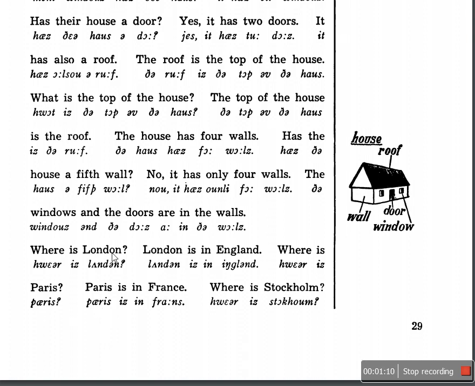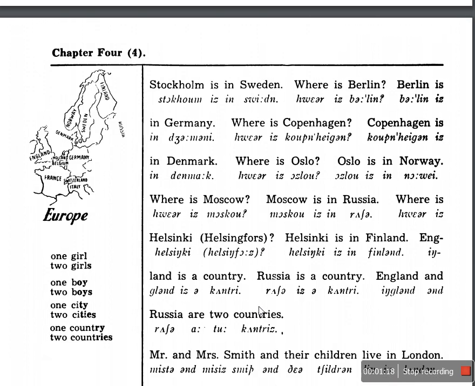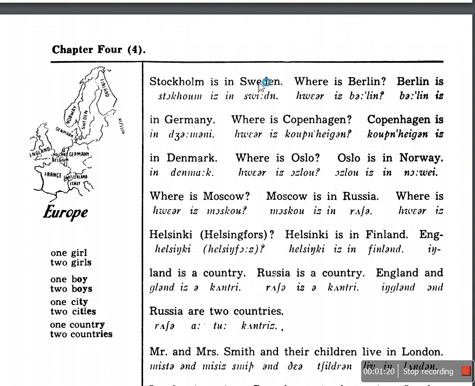Where is London? London is in England. Where is Paris? Paris is in France. Where is Stockholm? Stockholm is in Sweden. Where is Berlin? Berlin is in Germany. Where is Copenhagen? Copenhagen is in Denmark.